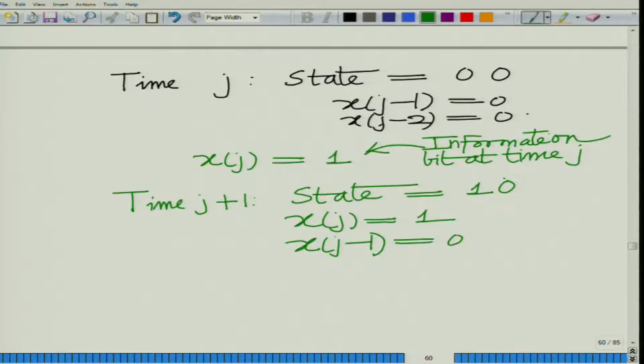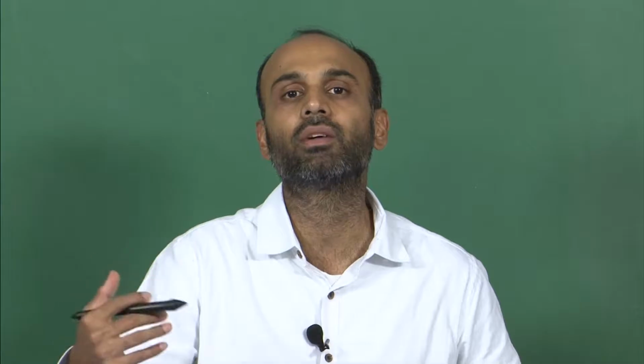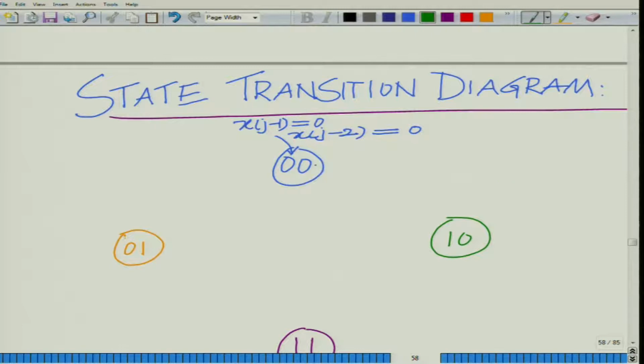So on arrival of 1, it transitions to the state 1 0, because the 1, which is the information bit xj, in the next time instant j plus 1 will become xj minus 1, and xj minus 1 will become xj minus 2. So from 0 0, on arrival of 1, it transitions to 1 0. That is the whole point.